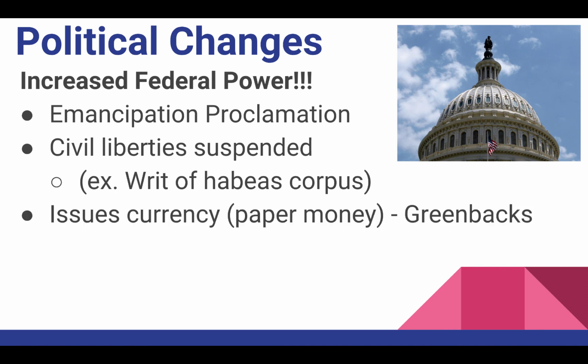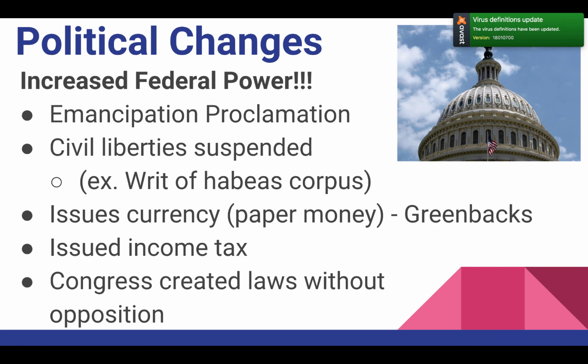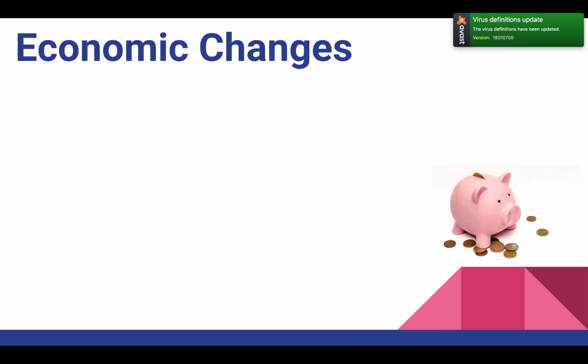The federal government issues currency or paper money called greenbacks. It issues an income tax, which gives it more power and income. And Congress created laws without opposition. They had no one to say no anymore because the South was not involved in Congress, being part of their own nation.